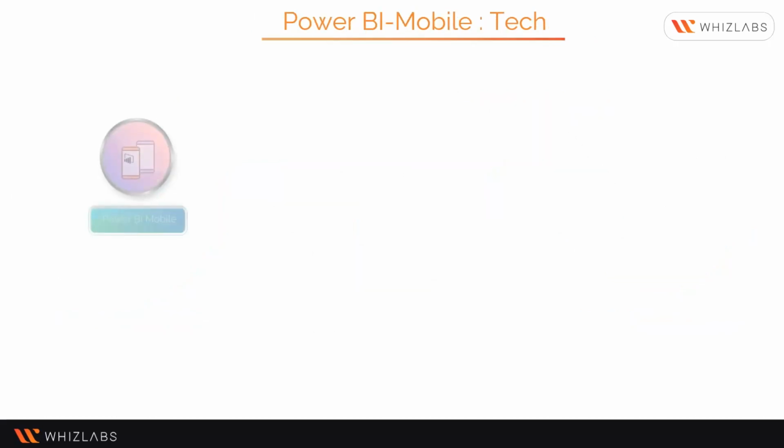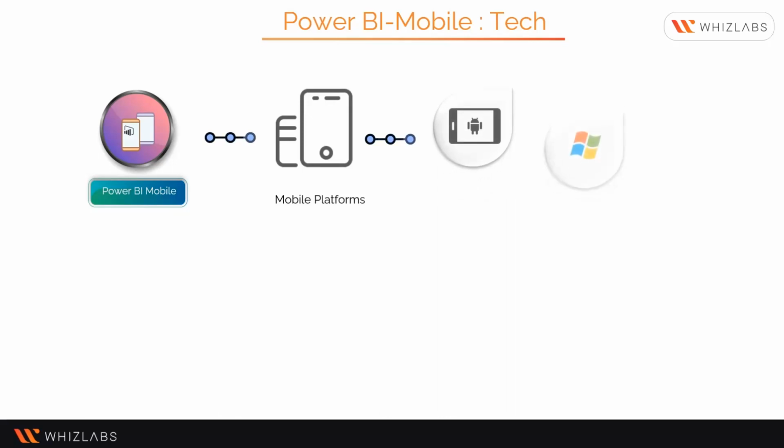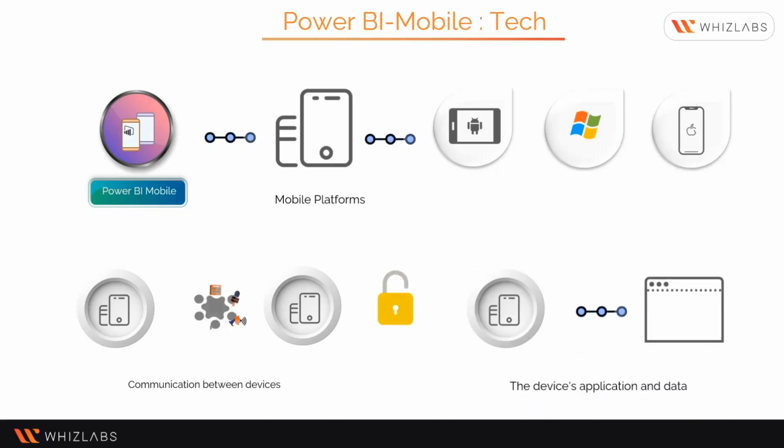Power BI Mobile is a compilation of applications for the three main mobile platforms: Android, iOS, and Windows Phone (UWP). There are two types of security considerations for Power BI mobile apps: communication between devices, and the device's application and data.